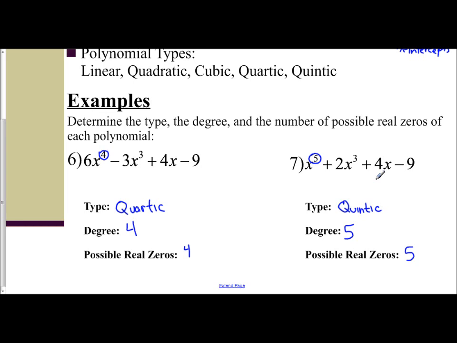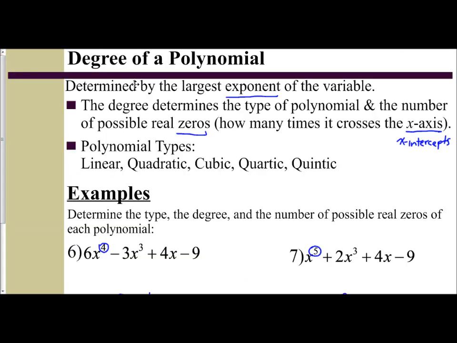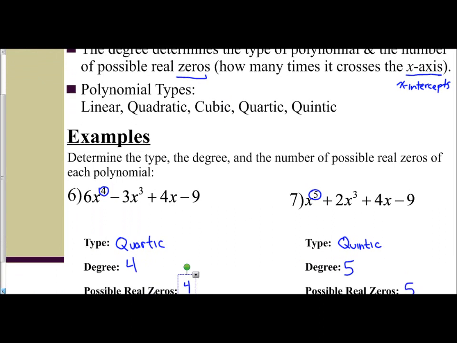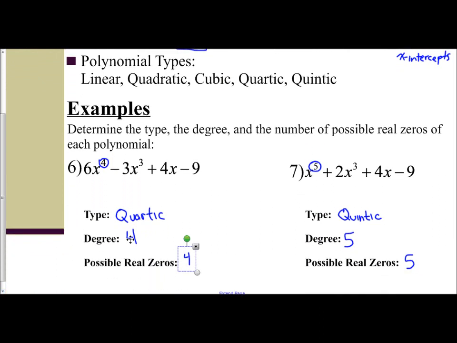So what do you notice so far? You notice, and this was in the definition, your degree of the polynomial is going to be the same as the possible real zeros. And that's in our definition of the degree. The degree determines the type of polynomial and the number of real zeros. So the degree and the possible real zeros are going to be the exact same number. And the degree tells us what type of polynomial we are dealing with.